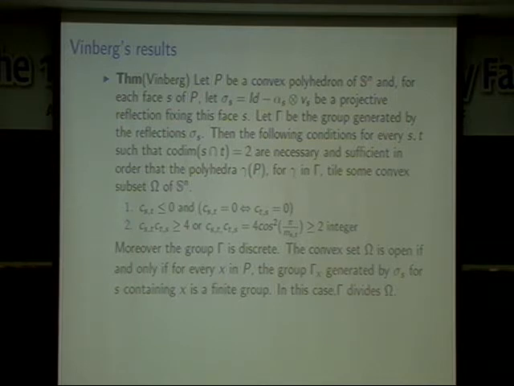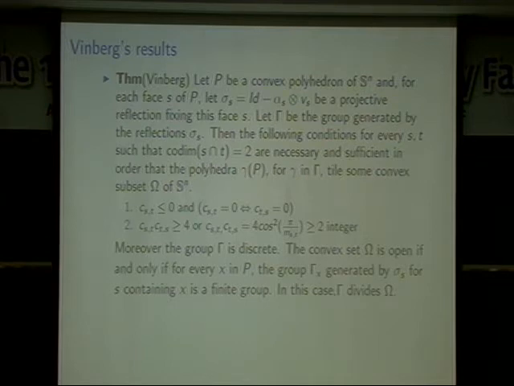So c_ST is the entry of the Cartan matrix. The first one is c_ST is less than or equal to 0, and the second one is that the product c_ST c_TS is greater than or equal to 4, or is equal to 4 cosine squared of pi over m_ST, with m_ST greater than or equal to 2.